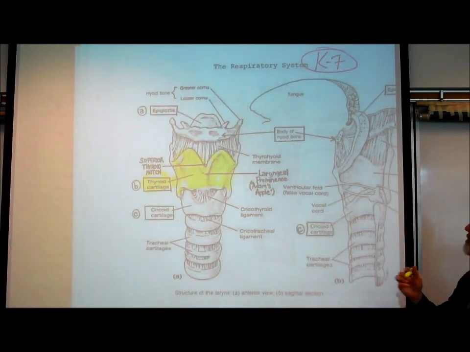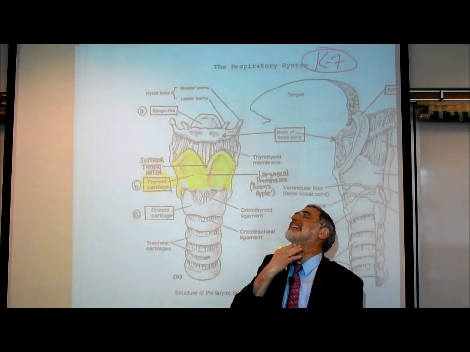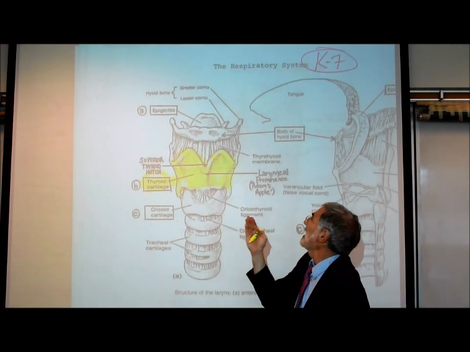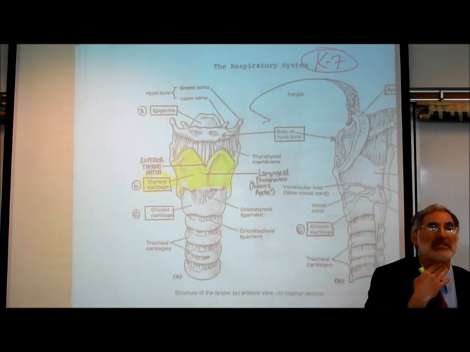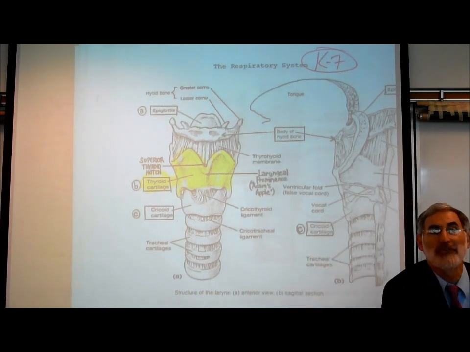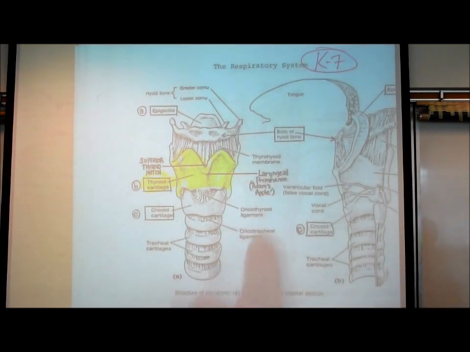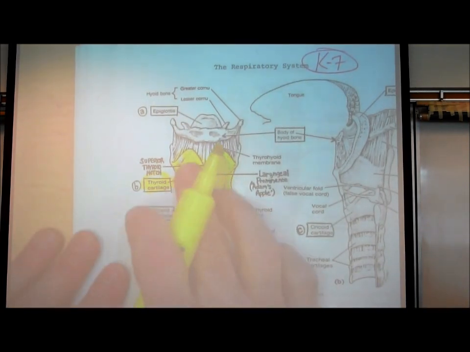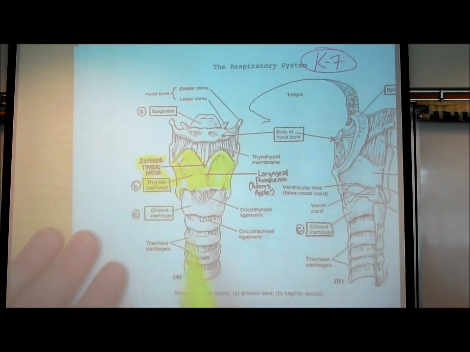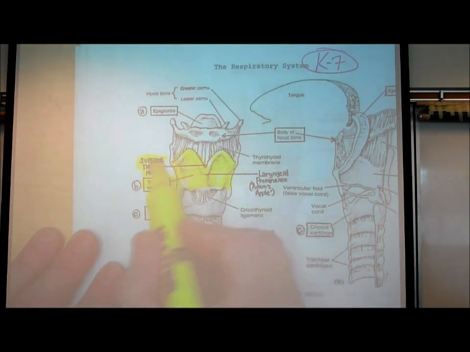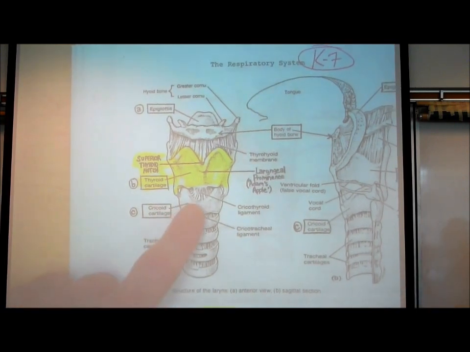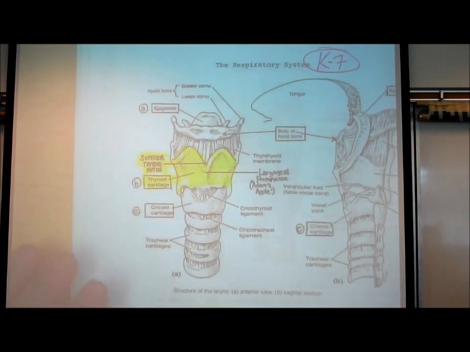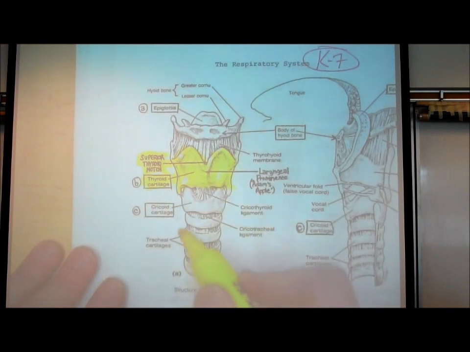Now, the part right here on the front that sticks out forward is called the laryngeal prominence. You'll also notice there's a notch at the very top called the superior thyroid notch. Now, there is another hyaline cartilage right below the large thyroid cartilage. This one's called the cricoid cartilage.